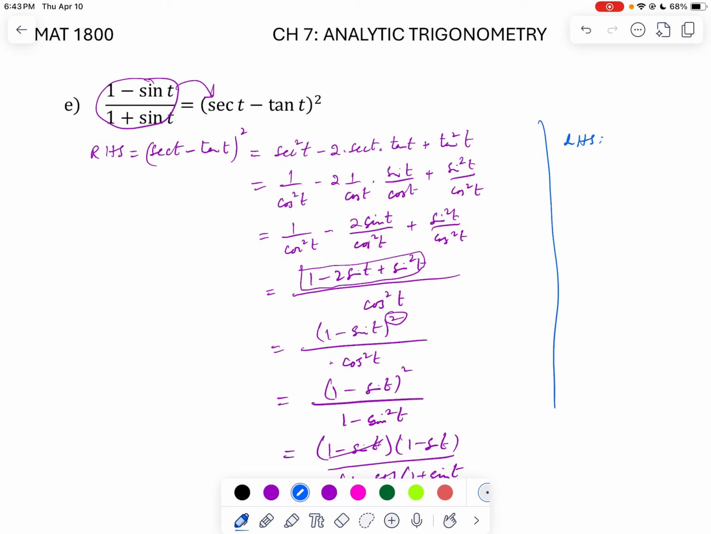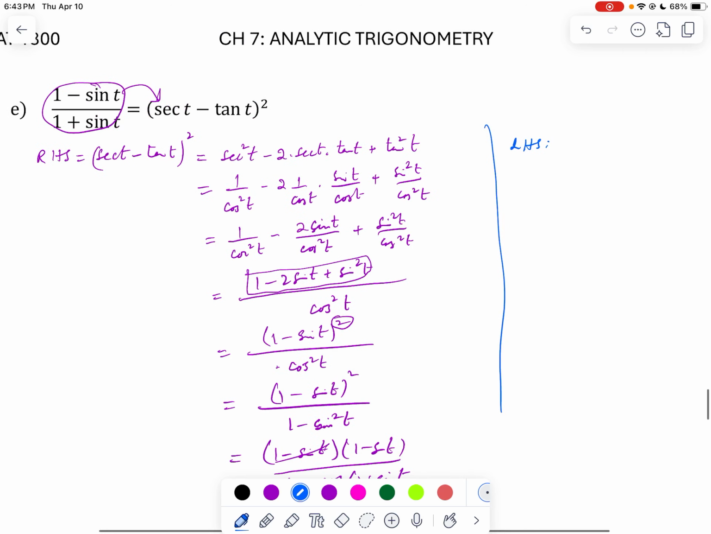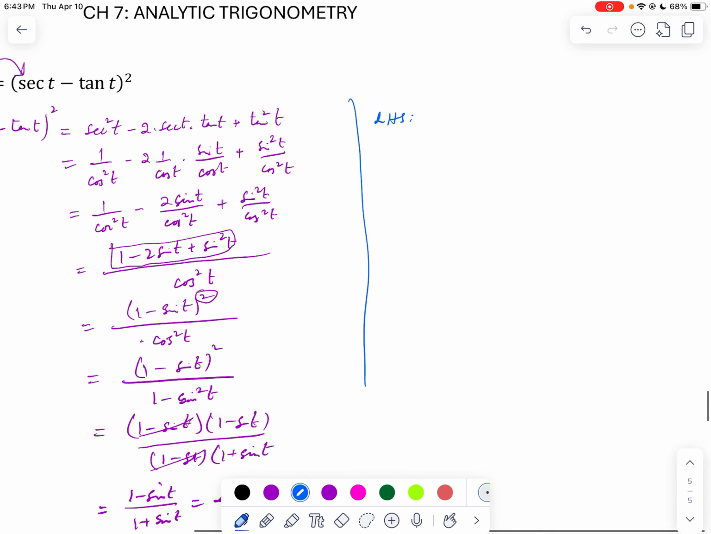So here this is what we have. Start by multiplying by 1 minus sine t over 1 minus sine t. So multiply and try to simplify and see if you can get to the right hand side.